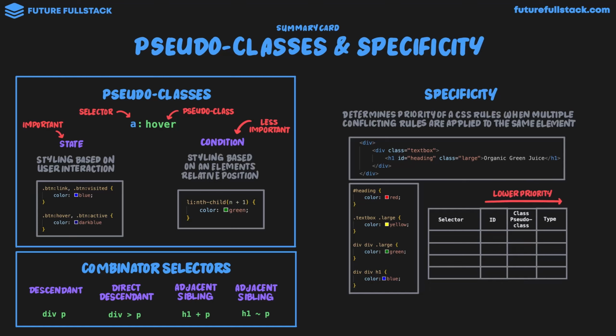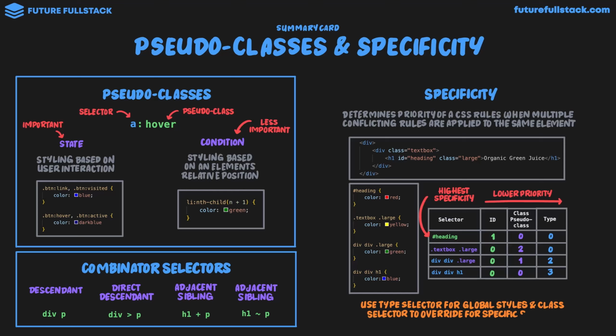In the example, we looked at 4 different cases, where filling in the table, the heading was 1, 0, 0, the 2 class selectors was 0, 2, 0, the 2 type selectors and class was 0, 1, 2, and the 3 type selectors was 0, 0, 3. And therefore the heading, which is an ID selector, had the highest specificity, as any ID selectors were much more specific than a class or pseudo-class or type selector, just like a goal was more important than a draw. The guidance we saw was that we use the type selector for global styles and class selector to override for specific styling.